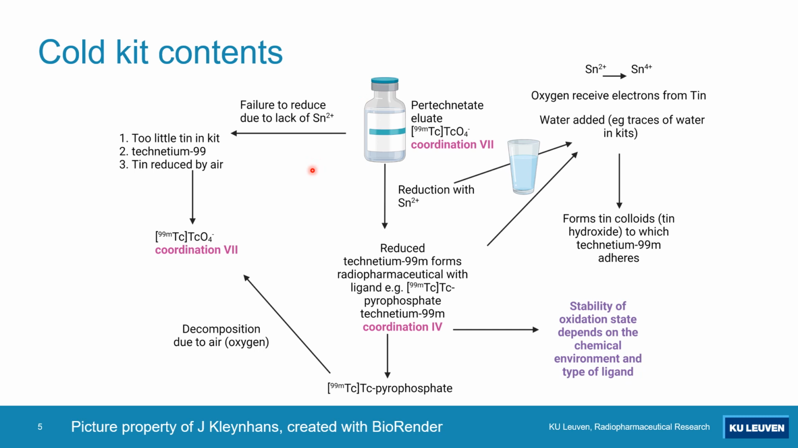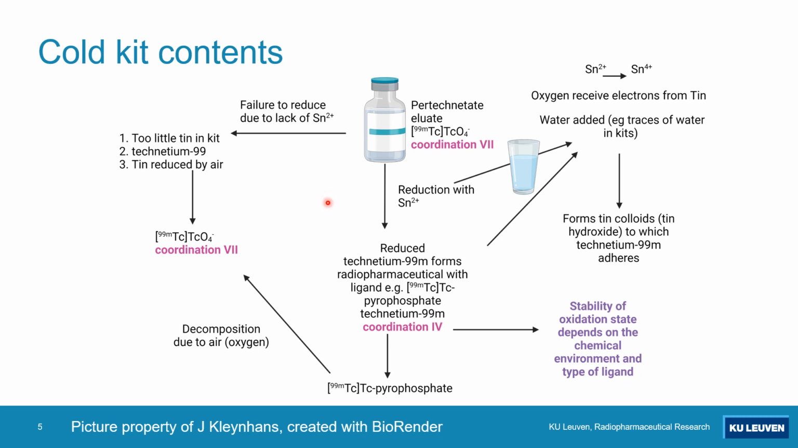So the cold kit contents have tin in, which is reducing the technetium to a state where it's chemically active, and then the technetium can react with your ligand, your MDP or your pyrophosphate or whatever you are labeling. But if you have too little tin compared to your concentration of the technetium element, you will have a problem with labeling and your pertechnetate will not be reduced.